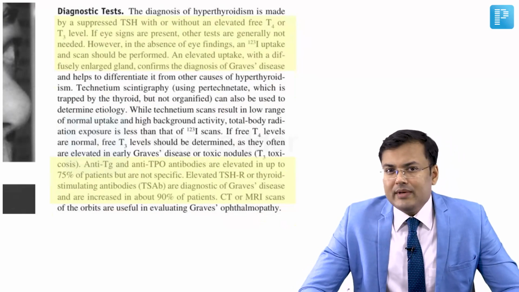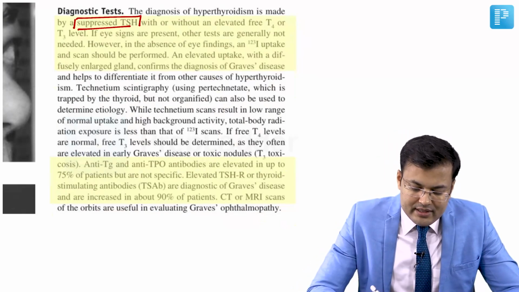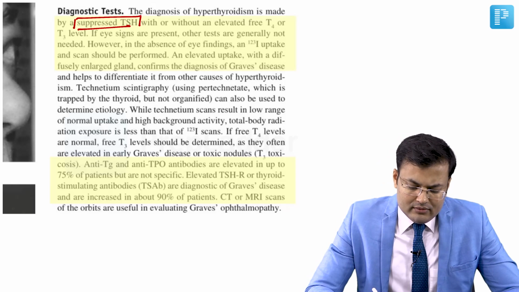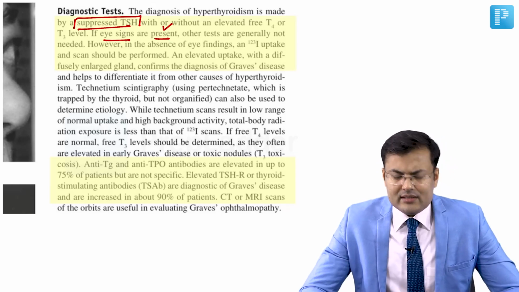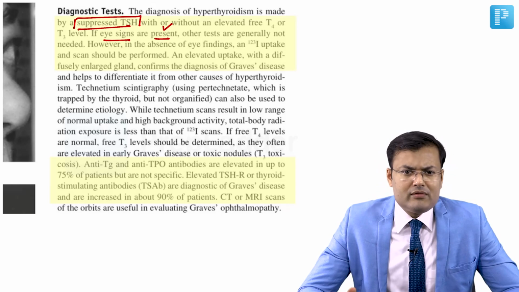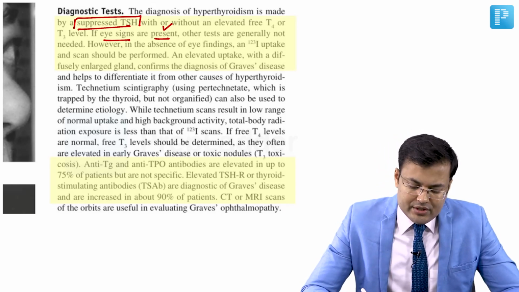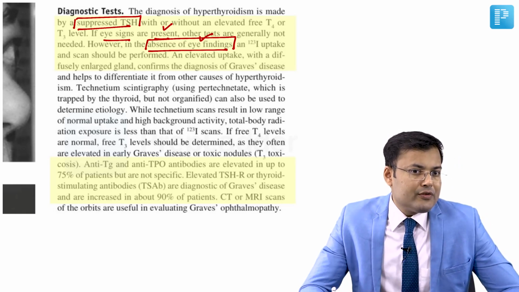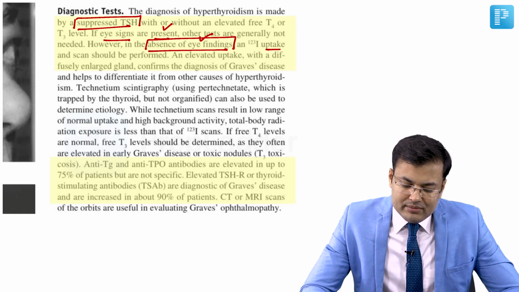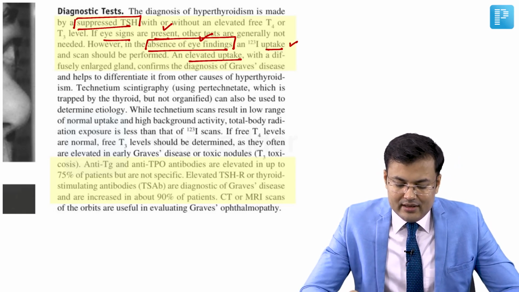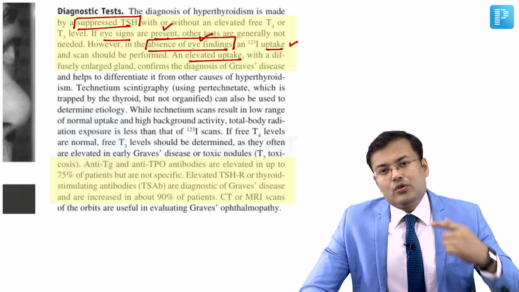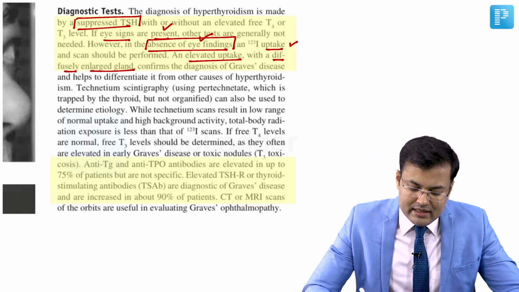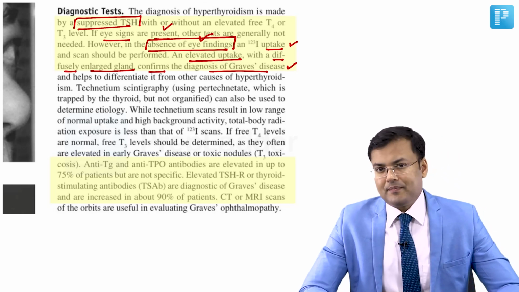Diagnosis of hyperthyroidism is made by suppressed TSH with or without elevated free T4 or T3 level. If eye signs are present, other tests are generally not needed. So the diagnosis will be confirmed. Second situation, if a patient has absence of eye findings, in those cases we go for thyroid scan. Whenever you perform a thyroid scan, there will be increased radioactive iodine uptake. So increased radioactive iodine uptake with a diffusely enlarged gland confirms the diagnosis of Graves.